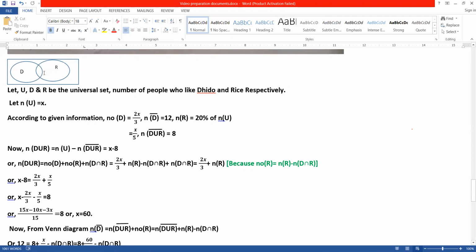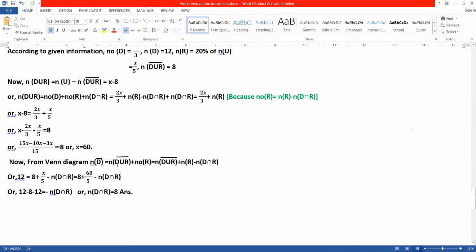So what is represented by the outside of these two ovals and included within this rectangle is nothing but the complement of the two sets, and only R. That's what I'm writing here: n(D bar) equals n(D union R) complement plus n(only R). So n(D union R) equals how much, you can see here, it's 8. Okay, so n(D bar) is 12, given in the question. 8 plus n(R), which is x minus x by 5, minus the D intersection R you have to find. So bringing this to the left side and considering it like an equation, we get 12 minus 8 minus 12.